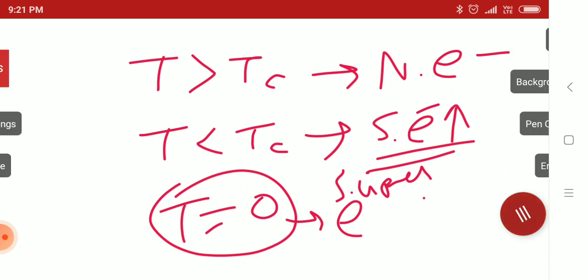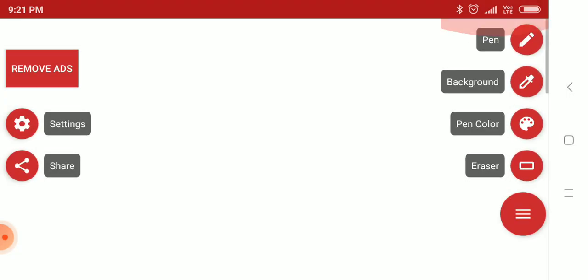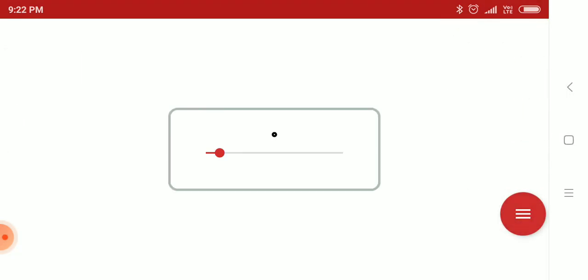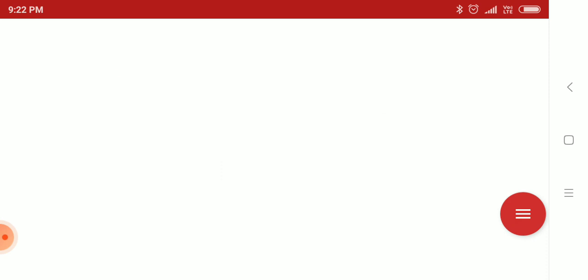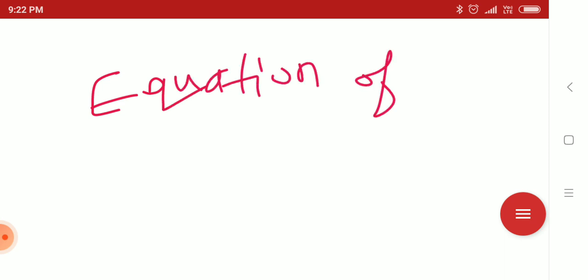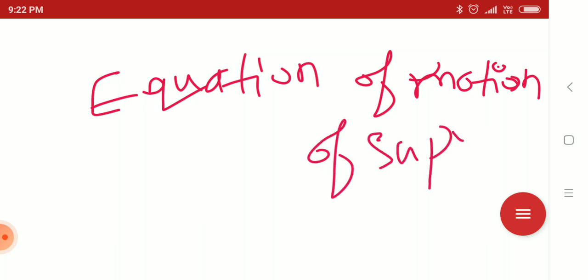So the equation of motion of what we have studied here: we have studied the motion of super electrons at T equals 0 Kelvin and at T less than the transition temperature. For T less than the transition temperature, the number of super electrons is increasing. So what is the equation of motion of a super electron? Because we have got a new thing here, the super electron, there should be an equation of motion for it.